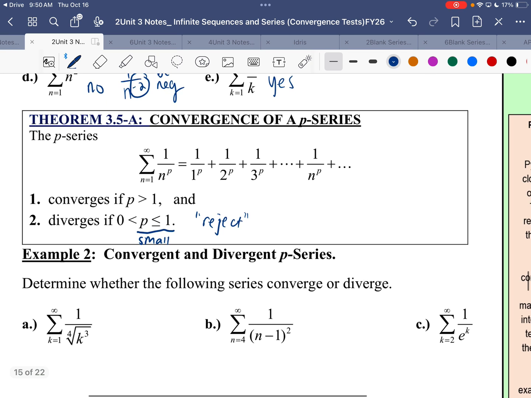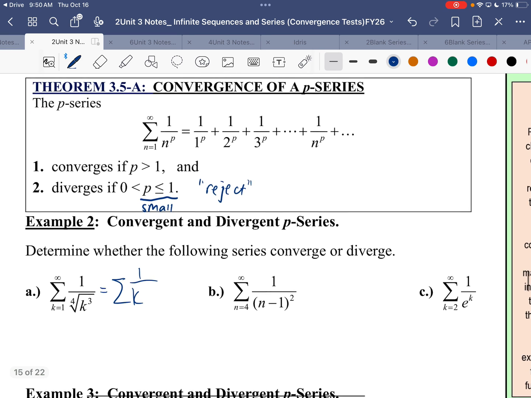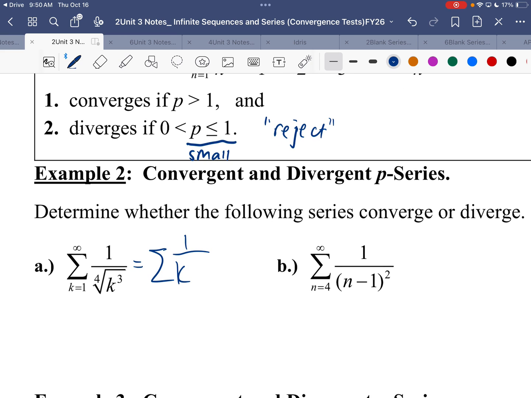So looking at A, let's rewrite it to not be a square root or a fourth root. So rewriting this, we have 1 over k to the, oh wait, I don't know if you guys know this. How do I make this an exponent? By putting it to the 3/4. It's power over root, so it's a fourth root. We're going to have 3 over 4. Just checking. So what does p equal? 3/4. That is smaller than 1. Therefore, it diverges by the p-series test.